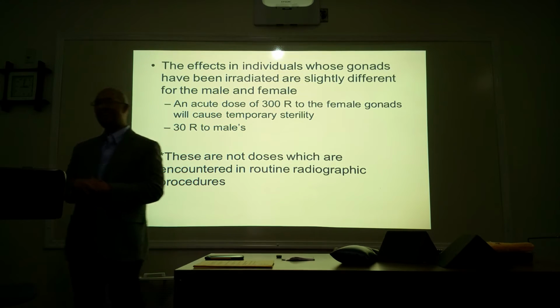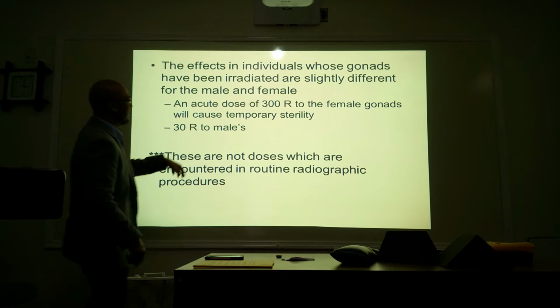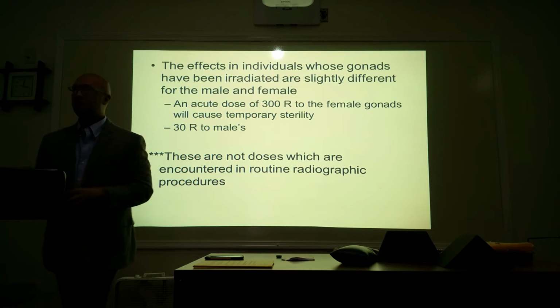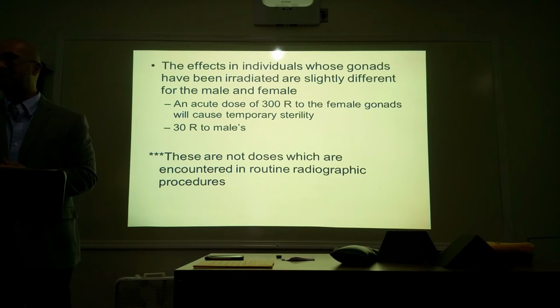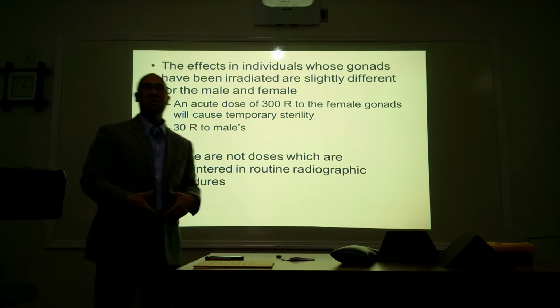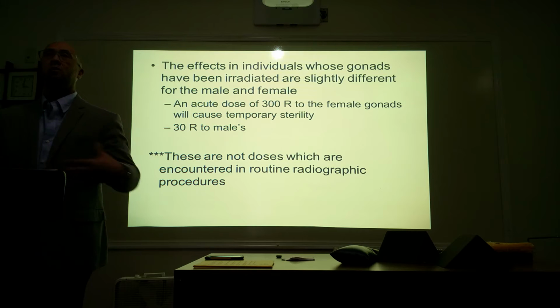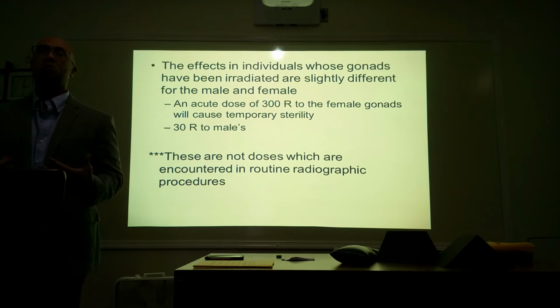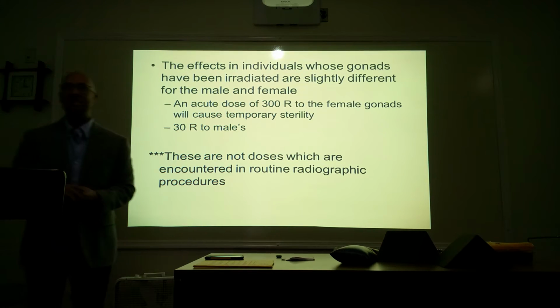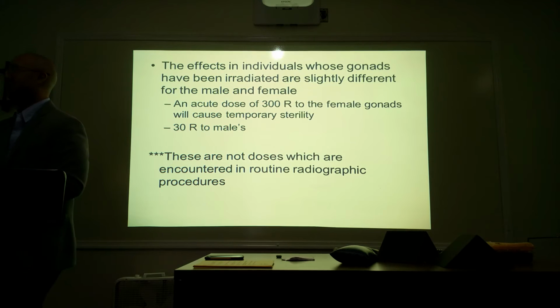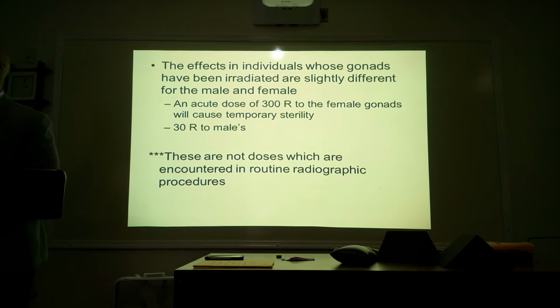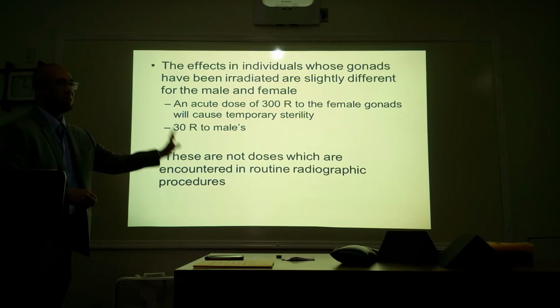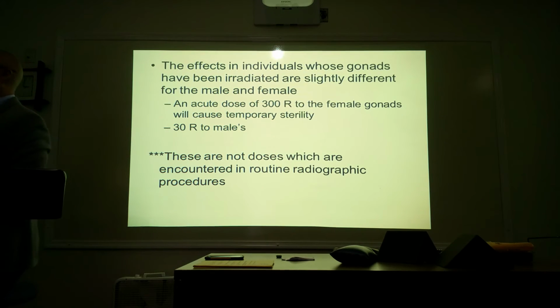Outside versus inside, exactly. Because we're outside, it doesn't take a lot of radiation to cause temporary sterility in males, whereas in females, the ovaries are surrounded by adipose, muscles, surrounding tissues and organs. So those are going to take a hit before the embryo or fetus does, or the oocytes are affected. That's egg cells. Again, these are not doses encountered in routine radiographic procedures. This has been done through research and study.